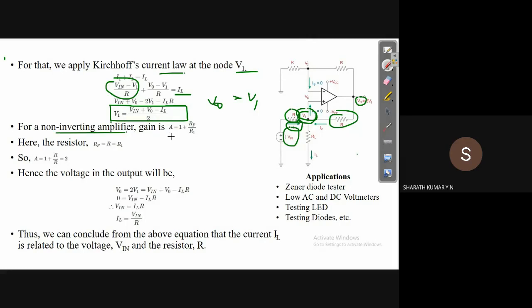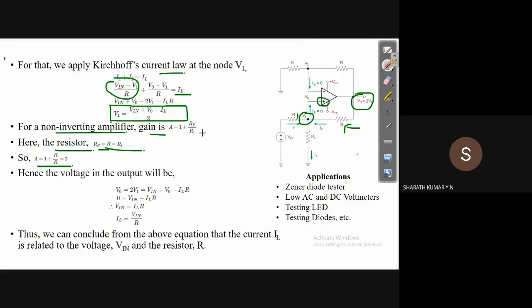For a non-inverting amplifier, since the voltage is given to the non-inverting input terminal, the gain is 1 plus RF by R1. In this case, RF is the feedback resistance R, and the input resistance is R1. In this diagram, this is RF and this is R1. So RF is equal to R, and that is equal to R1. Since the resistors are equal, the gain of the amplifier is 2. Hence the output voltage is twice the voltage at the non-inverting input terminal.